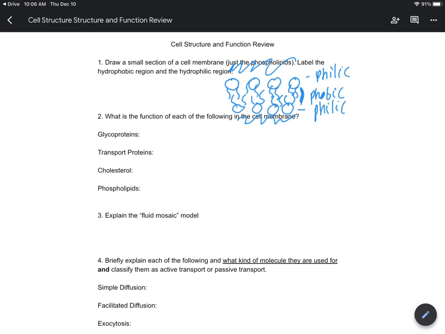Let's see, a fluid mosaic model. Make sure you understand both the mosaic, so lots of small parts, and the fluid part, meaning they're able to sort of move and slide past each other.